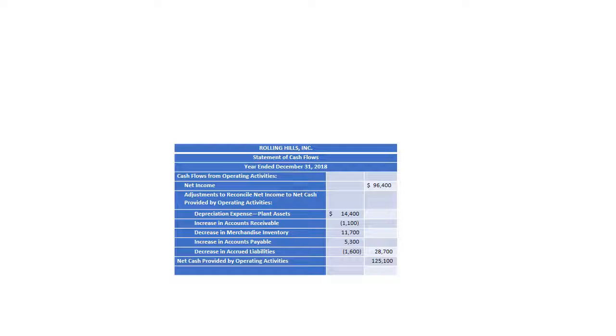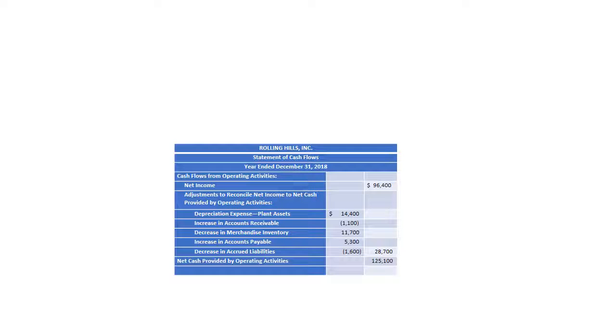Last year's balance. Accrued liabilities, though, decreased. At the beginning of the year, we owed $30,300 in accrued liabilities. By the end of the year, we only owed $28,700. So we paid off $1,600 of those. So when a current liability increases, the effect on cash flow is an increase. When a current liability decreases, the effect on cash flow is a decrease. So that's another way of remembering it.